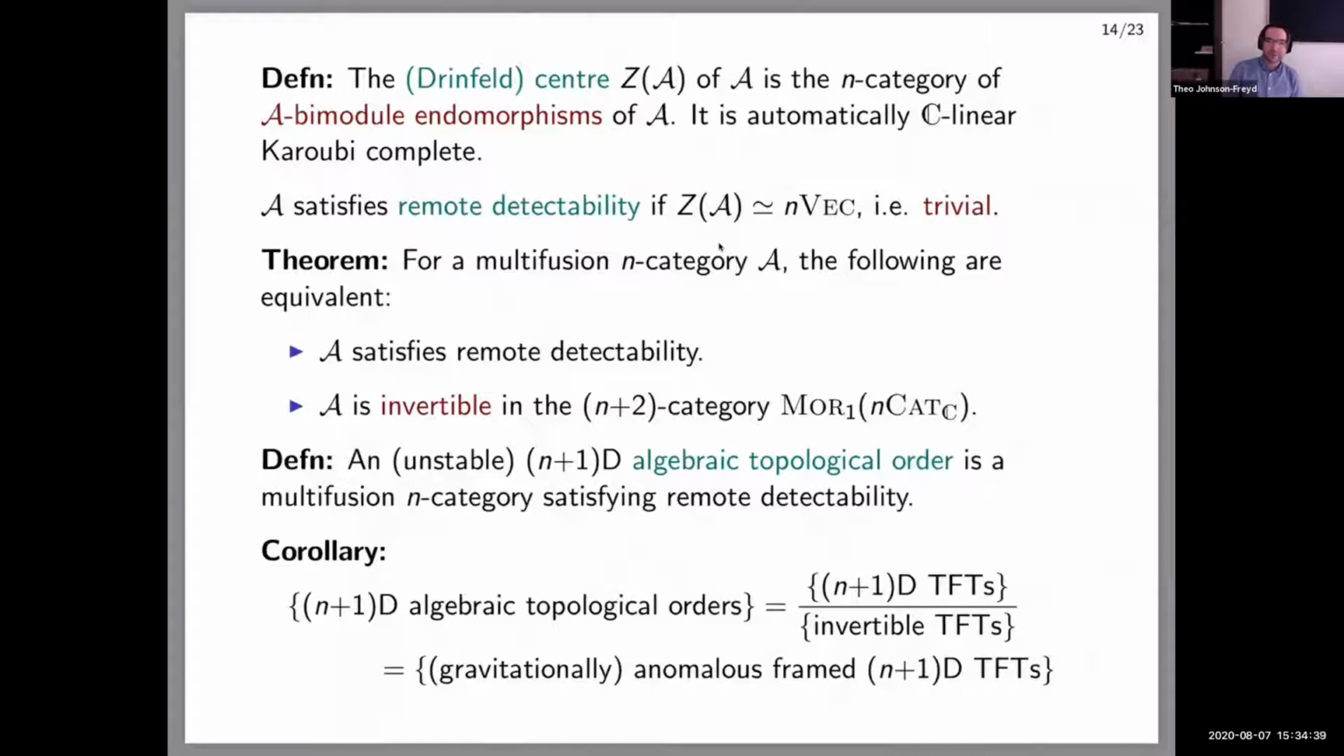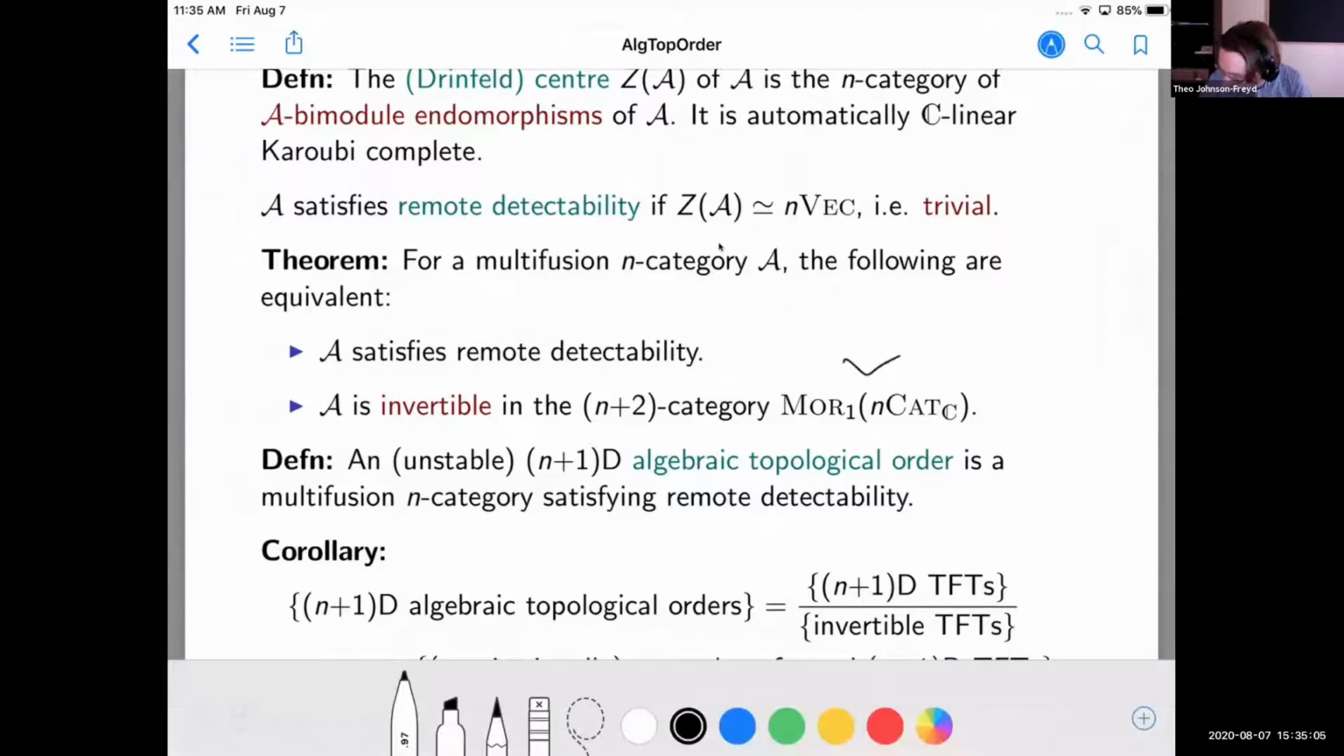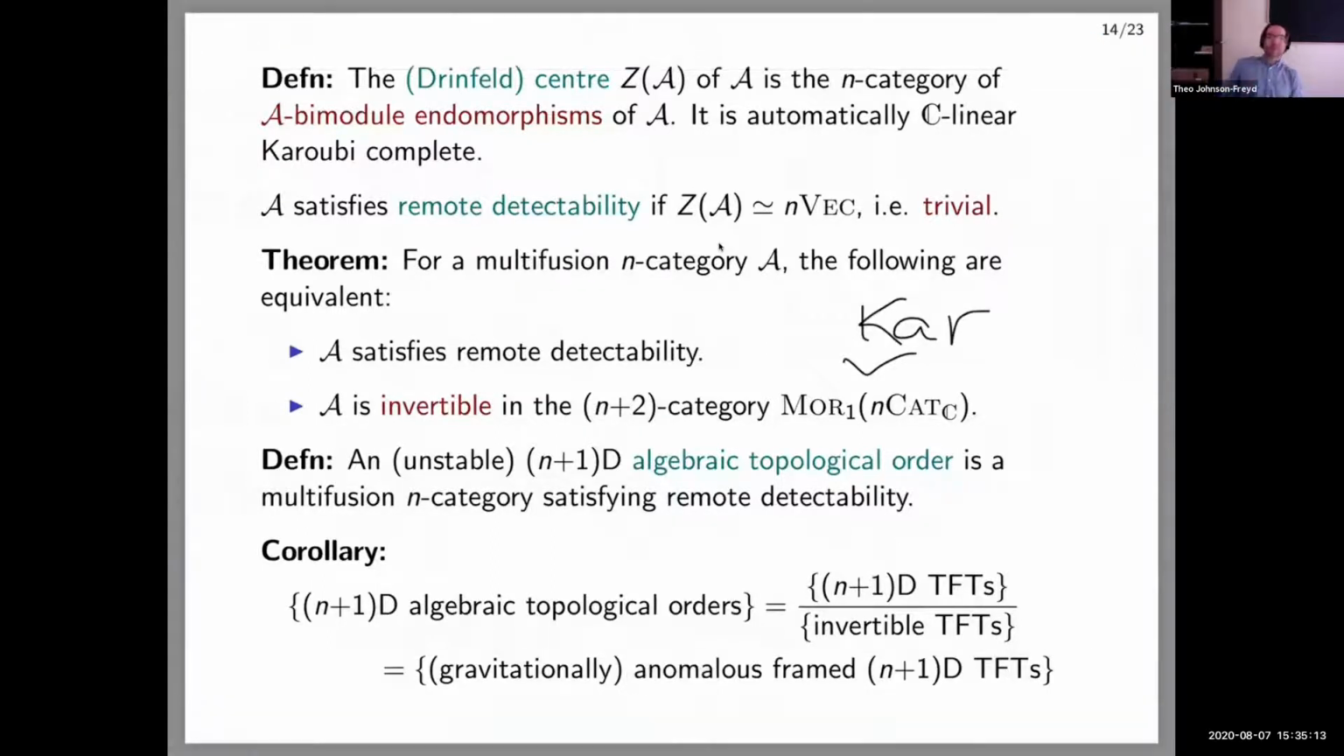So my theorem is then the following. My theorem is that a multifusion n category, under this dualizability hypothesis, having trivial center, is the same as being not just dualizable in the n+2 category that Claudia explained to us this morning, and this should say Karoubi complete categories. Sorry, I left that off the slide. Not just that you're dualizable, but actually that you're invertible in this n+2 category, this Morita n+2 category.